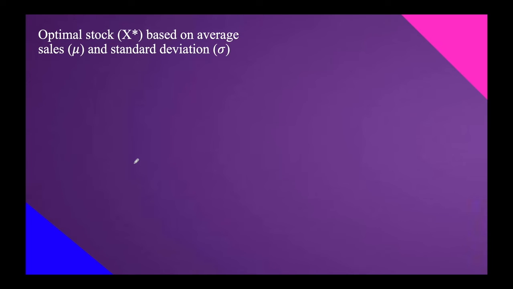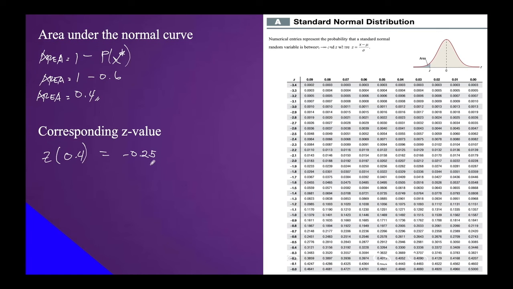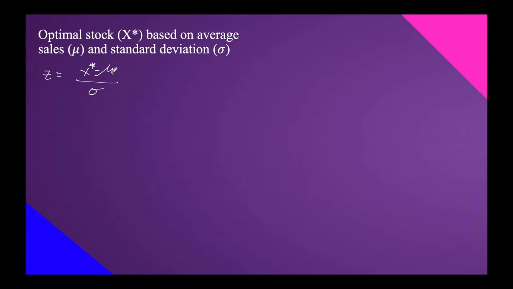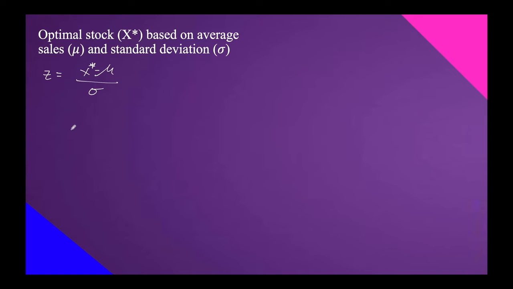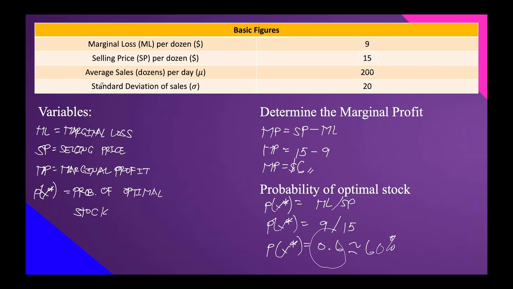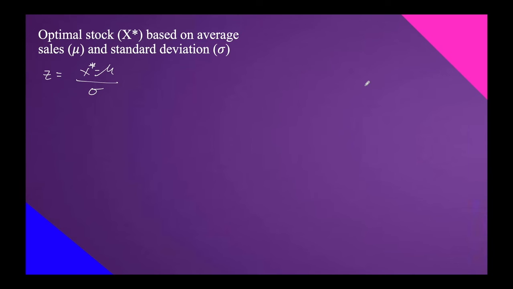Now, our next step is to compute for the optimal stock or the x asterisk, which is based on average sales and standard deviation. And tulad kanina, ipakita natin yung conversion para maalala ninyo. The original formula of z-score is x minus mu over standard deviation. Since meron na tayong value ng z-score, which is negative 0.25, value of the mu, which is the population mean, which is 200, and of course, the value of the standard deviation or the sigma, which is 20. Meron na tayo yan. Ang wala tayo is yung x-bar, since ayun din yung need natin na kunin.